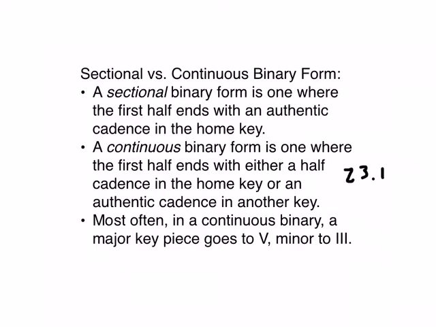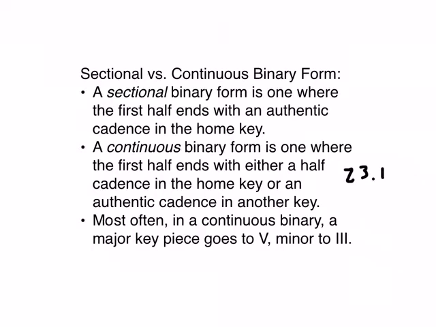Half cadence in D. And then we have an authentic cadence in the key of A, the key of the dominant. So that's a continuous binary form because the section is not completely closed, but it suggests that we need to hear what continues in order to have closure in the home key.